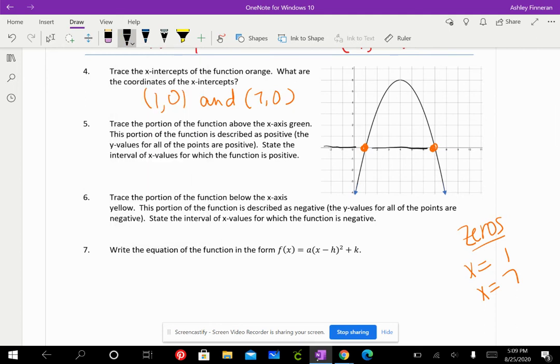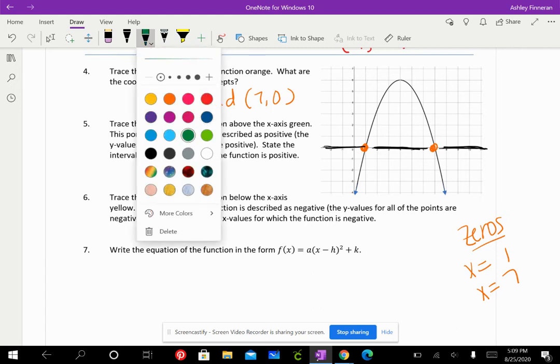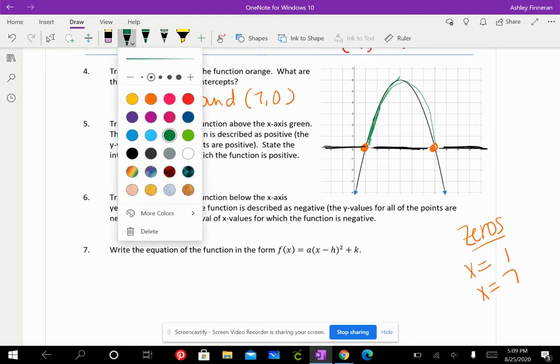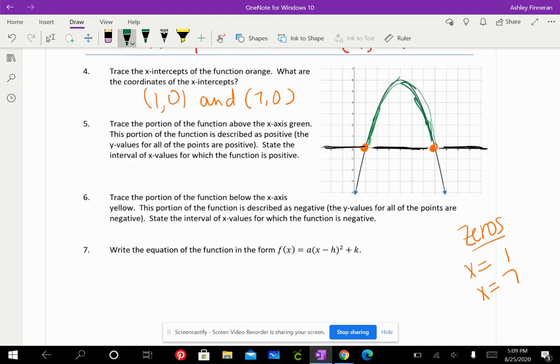So another reason why zeros are called zeros is they're not positive or negative. Those are the values where it's 0. So above the x-axis, the function will be positive. And it says to color that in green. So the function is above the x-axis. Here, I should have used the thicker pen. Let's use the thicker pen. So that is from the x value of 1 to the x value of 7.